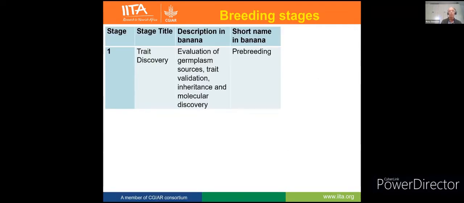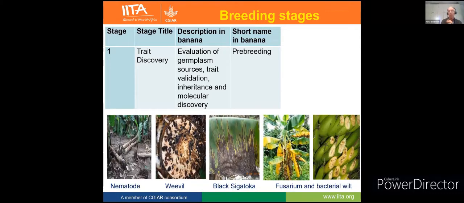So let's go now to step number 2, or basically stage number 1, trait discovery. We call it pre-breeding. So basically preparing the breeding program for crosses. And an important thing in pre-breeding is basically that all the germplasm needs to be phenotyped. So down on the left for nematodes, for weevils, that's an insect. For fungal diseases, which is black sigatoka, affecting the leaves, or the roots, which is called fusarium. And then on the right side, a bacterium. So we are phenotyping all this because you need to know the source of resistance.